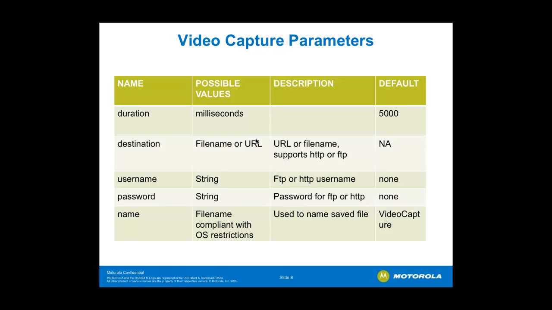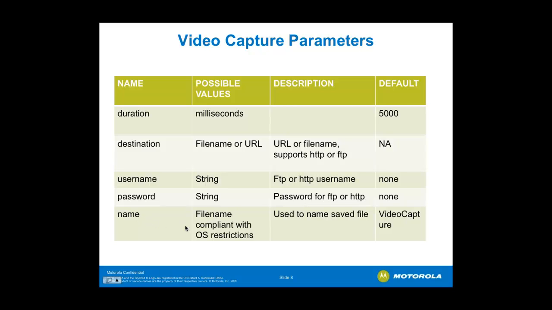So the parameters of video capture are the duration in milliseconds. The default is 5,000. I think generally you may want to set it to a higher value. The destination is a file name or URL. In the URL scenario, it supports HTTP or FTP, and there is no default. You do need to give it some kind of file name. It takes a username and a string for your FTP backend. The default is none, which may work just fine. You may allow anonymous FTP and just let people in, or let the device in.